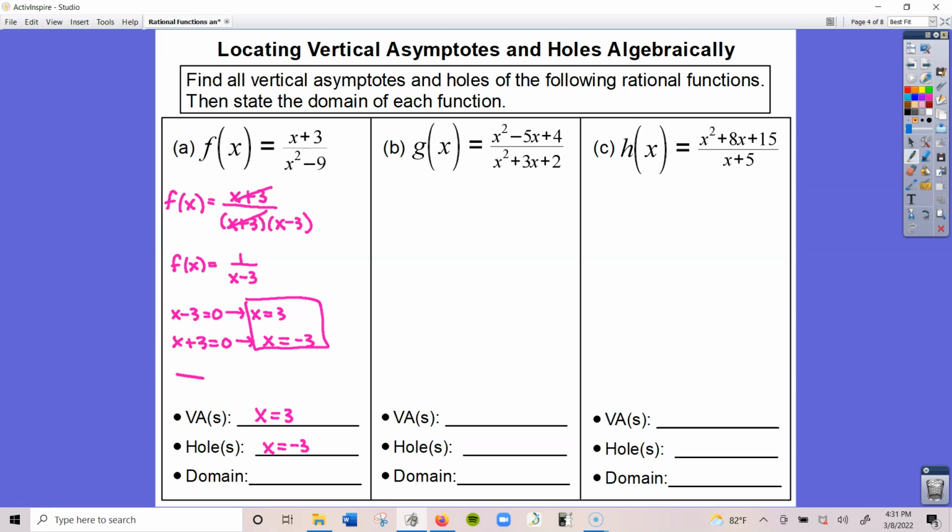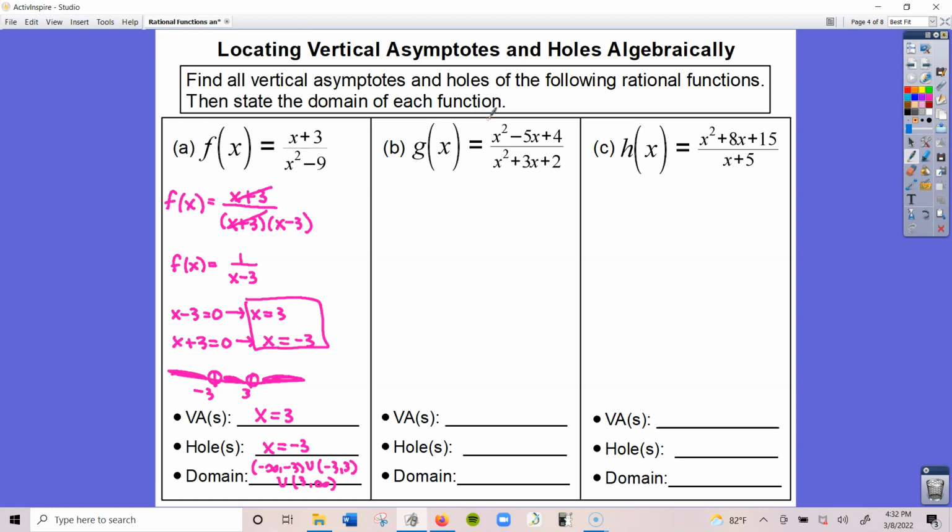So we're going to create a number line, put those two numbers, negative 3 and 3. Those are not going to be included. The 3 because that's the vertical asymptote, and the negative 3 because that's the hole, the empty space. So my domain is going to be everything else that's in between. So my domain is going to be from negative infinity to negative 3, union negative 3 to 3, union 3 to infinity.